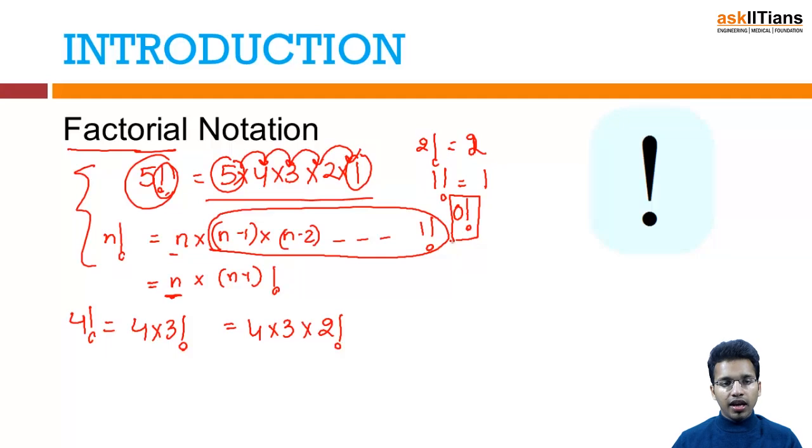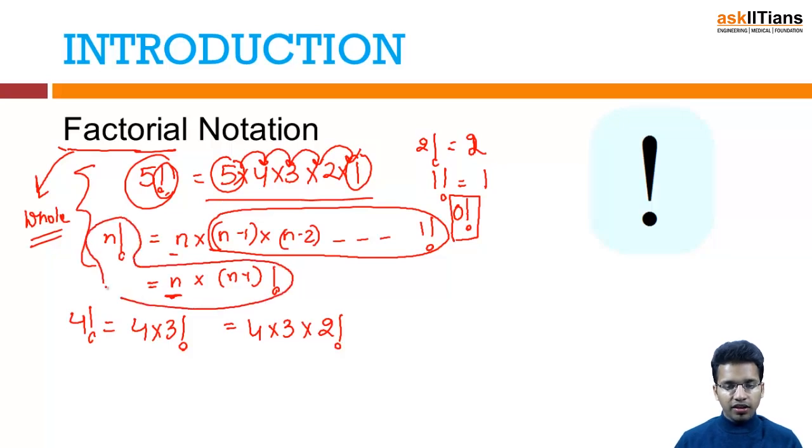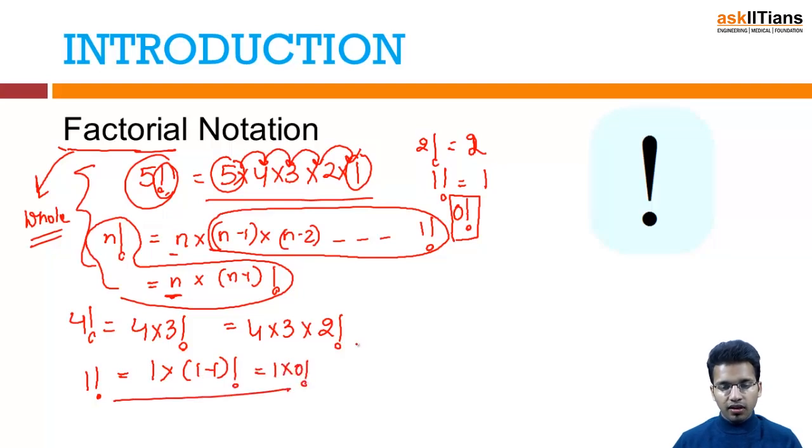Okay, now again, one thing important to note here is that factorial is defined only for whole numbers, or I would say non-negative integers. Okay, so 0 is again a part of that. So using this formula we can get 0 factorial. Now if I put n as 1 here, it will be 1 into 1 minus 1 factorial, that is 1 into 0 factorial. So from here I can get 0 factorial as 1.